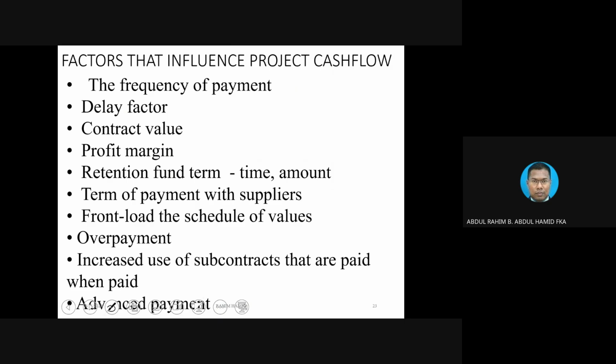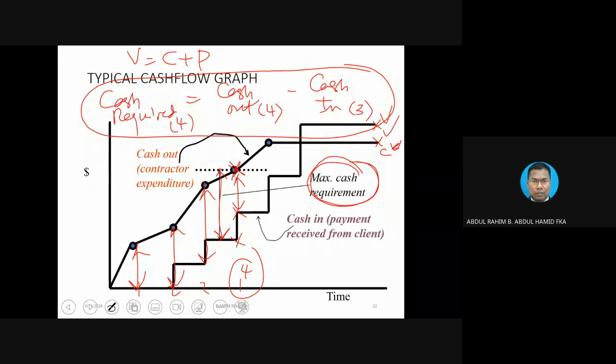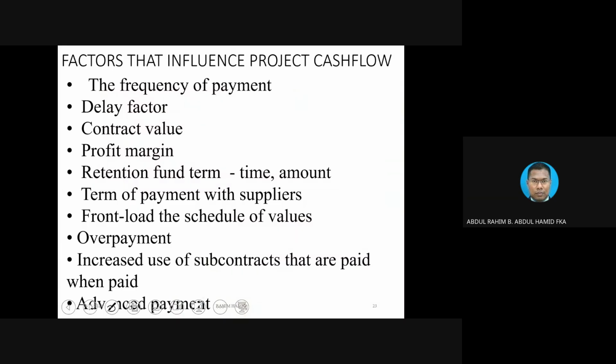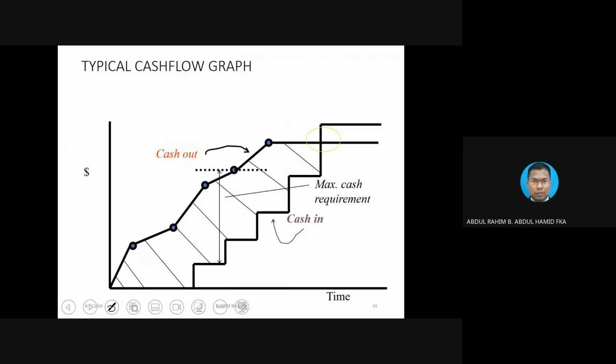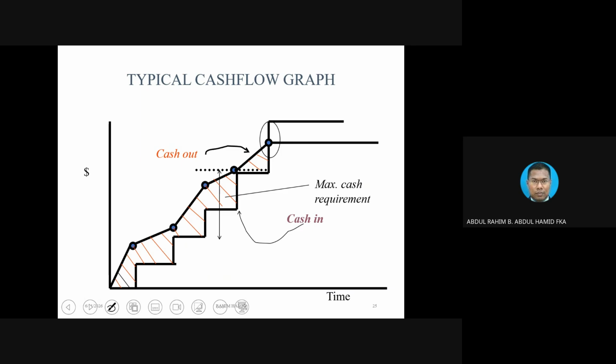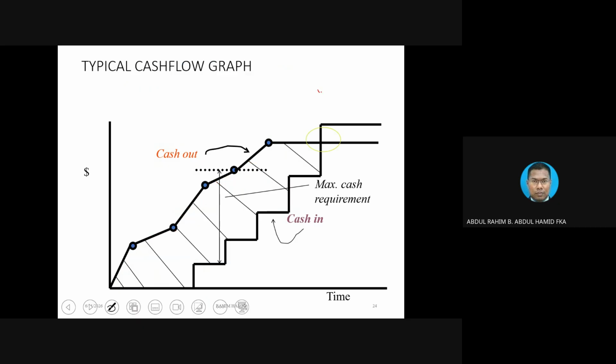Okay, before we go into the example of the cash flow problem, let's take a look at what influenced these two graphs, for you to understand the concept. First thing first, frequency of payment and delay factor are interrelated. Take a look at this graph, for instance. These two graphs, which one is more critical? I would say this graph is more critical, and the hatched area is much larger, bigger. Why? Simply because maybe the first month payment already starts late.